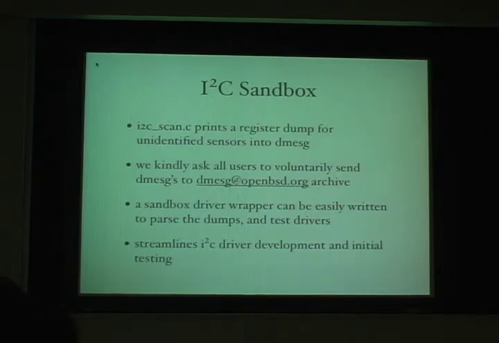And in the paper, I describe how you do the sandboxing, so you can take a look at the proceedings if you're interested in that. The sandboxing obviously streamlines I2C driver development and eventually testing. And we've had, I think, 2 drivers written using the sandboxing. I wrote one of the drivers and committed it, and then I asked the person who had the hardware to test it, and he tested it, and it just worked right from the start. So it simplifies a lot of things.